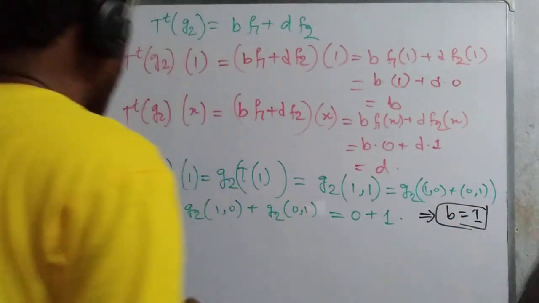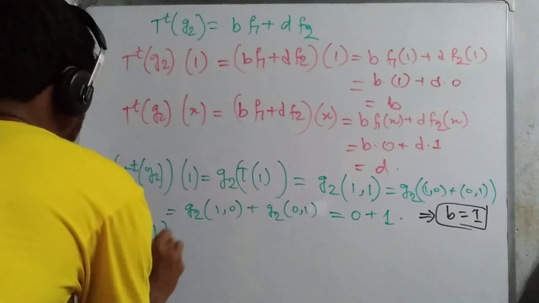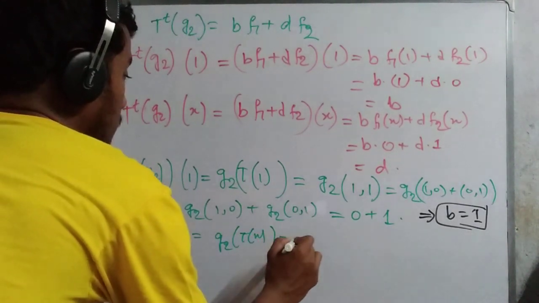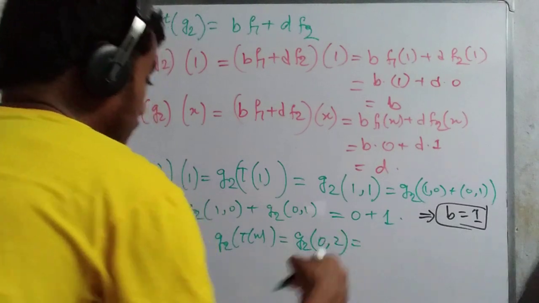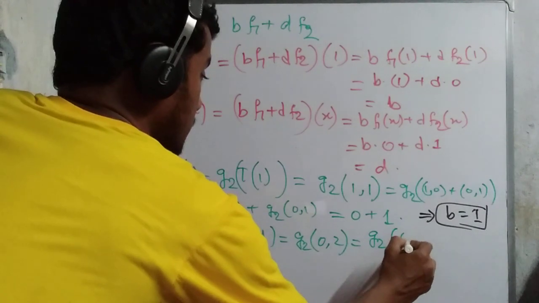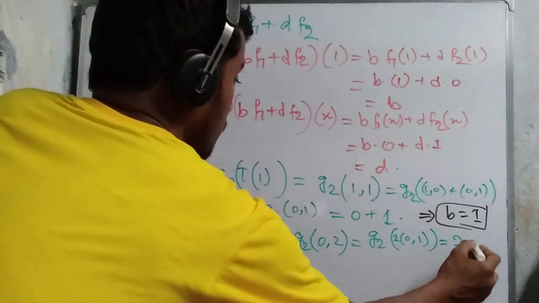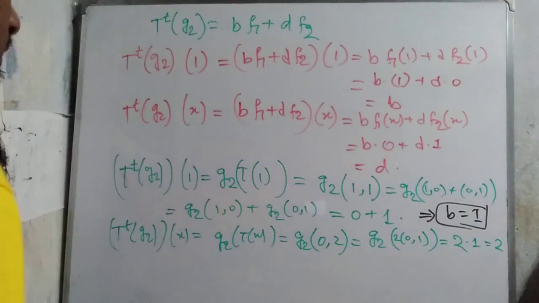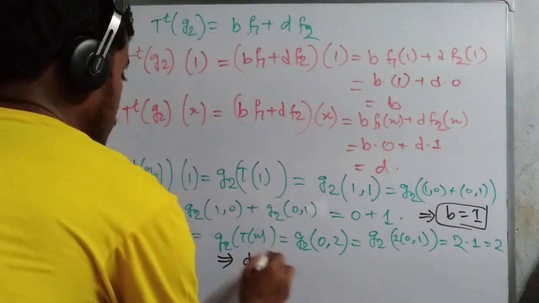And in this way, we also see that T transpose of G2 of X equals G2 of T of X. Then G2 of T of X equals G2 of (0,2). Then this equals G2 of 2 multiplied by (0,1). Then here 2 times 1, so this one equals 2. Then this implies that D equals 2.